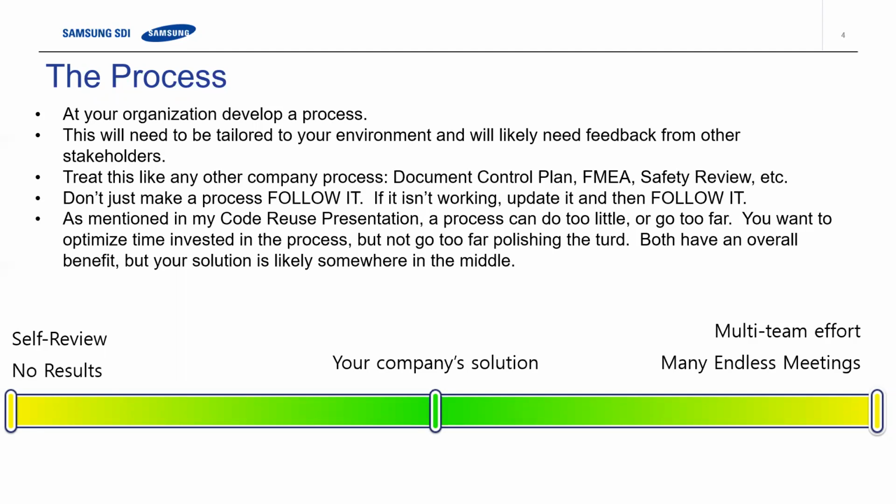I'm going to give some examples of what I did and how they worked for us, but that's not going to apply to everyone. We're really on a sliding scale here. On the far side, you have, let's just let one person review their own code. There's no results. There's no anything. They can just look over their own code and say, that's good or not good. And then on the other end, I put in multi-team efforts and many endless meetings.